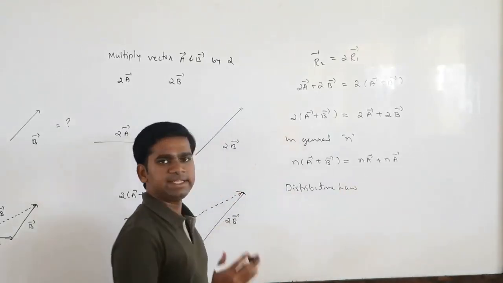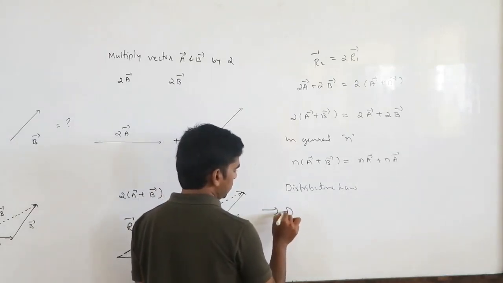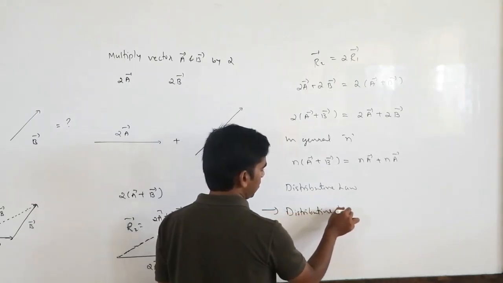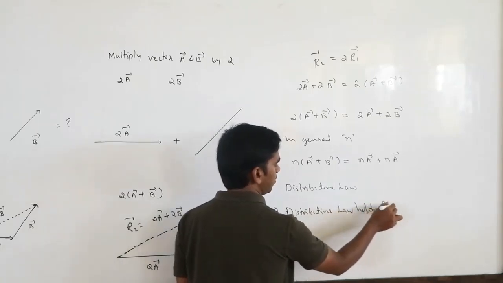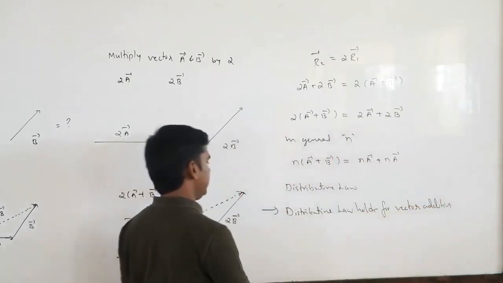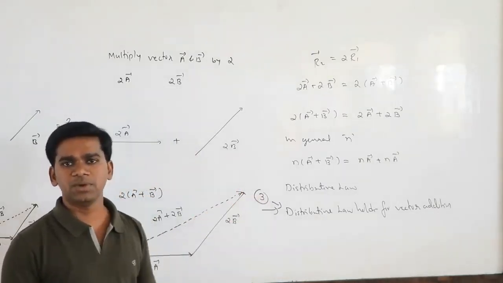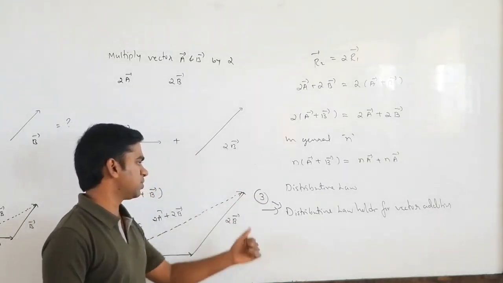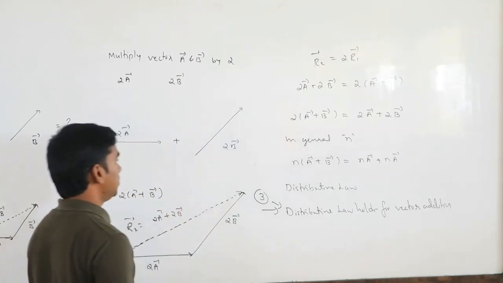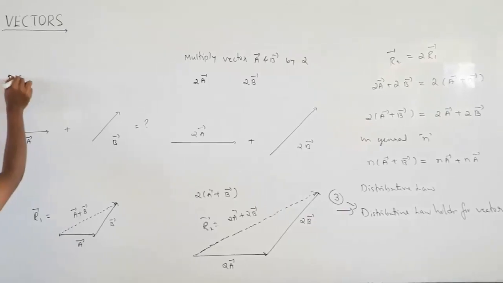So this is the next property. Distributive law holds for vector addition. So this is the third property. The first property was that the commutative law holds. The second property was that the associative law holds. So the third property is that the distributive law holds for vector addition. So this is what we wanted to arrive at, the distributive law.